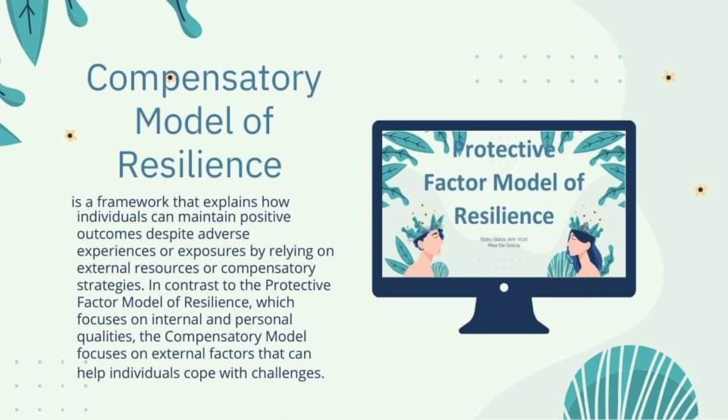By focusing on external resources and strategies that can help them cope, compensatory strategies or resources can include social support, access to resources, problem solving skills, coping skills, and adaptive behavior. By relying on these compensatory strategies, individuals can maintain positive outcomes despite adverse experiences or exposure. However, it is important to note that compensatory strategies can be effective in the short term, but they may not address the underlying causes of adversity and may not be sustainable in the long term.